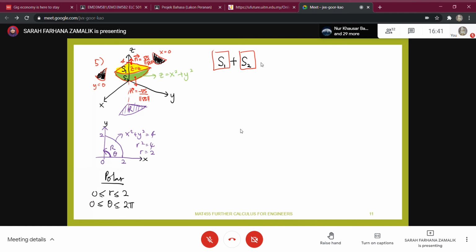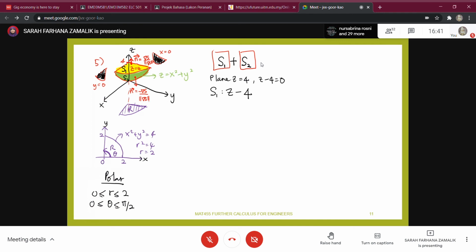Boleh awak cuba cari dua-dua ni, boleh sekarang. S1 apa, S2 apa. So S1 kita punya equation dia apa? Z equals to 4. So Z minus 4. Okay, sebab kita ada plane Z equals to 4. So Theta sampai pi over 2. So plane Z equals to 4. So let Z minus 4 equals to 0. So kita dapat kita punya S.